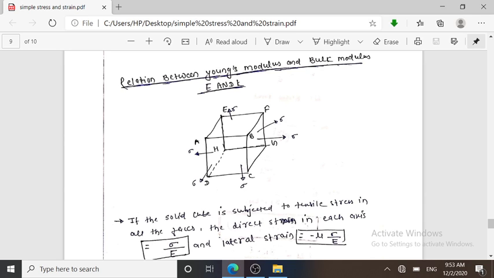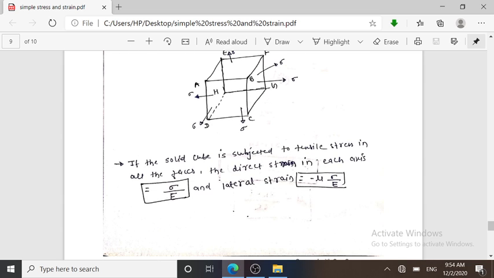Similarly, the normal stress is perpendicular to the y-axis in the upward and downward directions. Similarly, in the z-axis, that is passing through the D and upward. So in the above figure it is clear that normal stresses are acting on all the faces of the rectangular cube. So if the solid cube is subjected to tensile stress, here we are applying tensile stress, but you can also apply compressive stress.